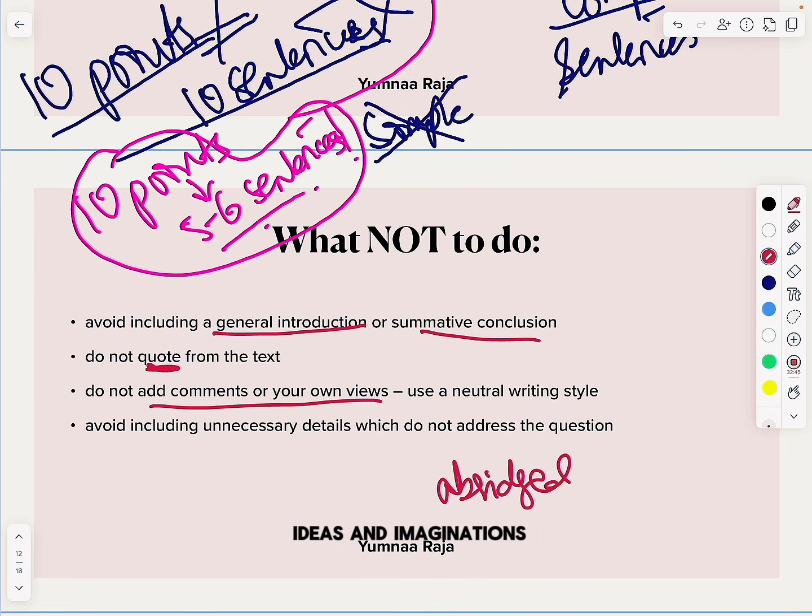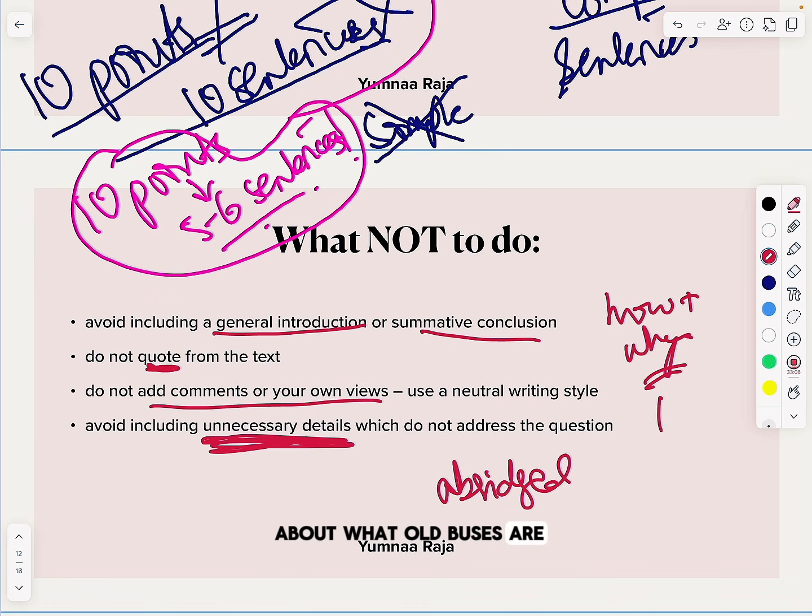So leave those ideas and imaginations for paper 2. For paper 1, just stick to what the texts are telling you and just do as you are told. No comments, no opinions. And avoid including unnecessary details which are not part of the question. If the question asks me about how and why old buses were used, why will I talk about what old buses are? The question doesn't ask me that. Why will I even bother to spend time on this?